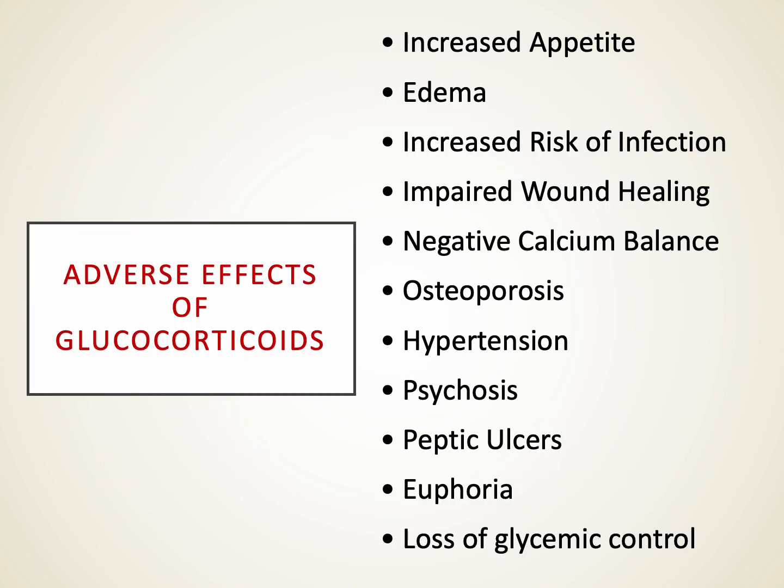The adverse effects of glucocorticoids, we've already spoken about this throughout both this block and throughout the curriculum. You'll see often increased appetite and edema, risk for infection, wound healing impairment, osteoporosis and effects on calcium balance. You may see hypertension as a function of the mineralocorticoid effects. You'll see potential for psychosis in high doses, particularly peptic ulcers, perhaps euphoria. And the big issue we're most concerned about here is the risk for loss of glycemic control in a patient with diabetes.